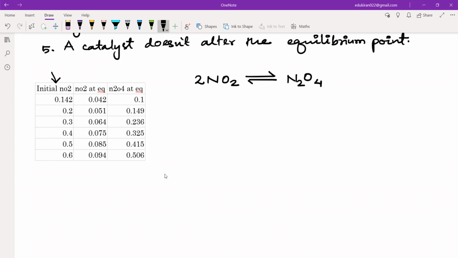These are the initial NO2 concentrations. We took NO2 initially, then we kept it for a while. Then when we took 0.142 molar of NO2, at equilibrium I had 0.042 molar NO2 and 0.1 molar N2O4. Then when we took 2 molar NO2, I got 0.051 molar NO2 and 0.149 molar N2O4. Do you understand what is happening in the table?